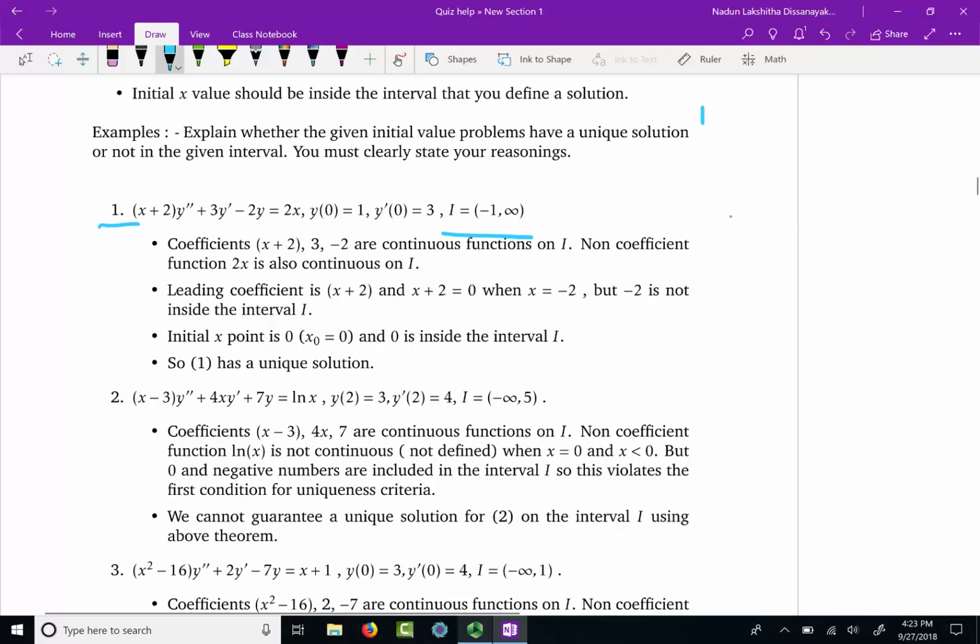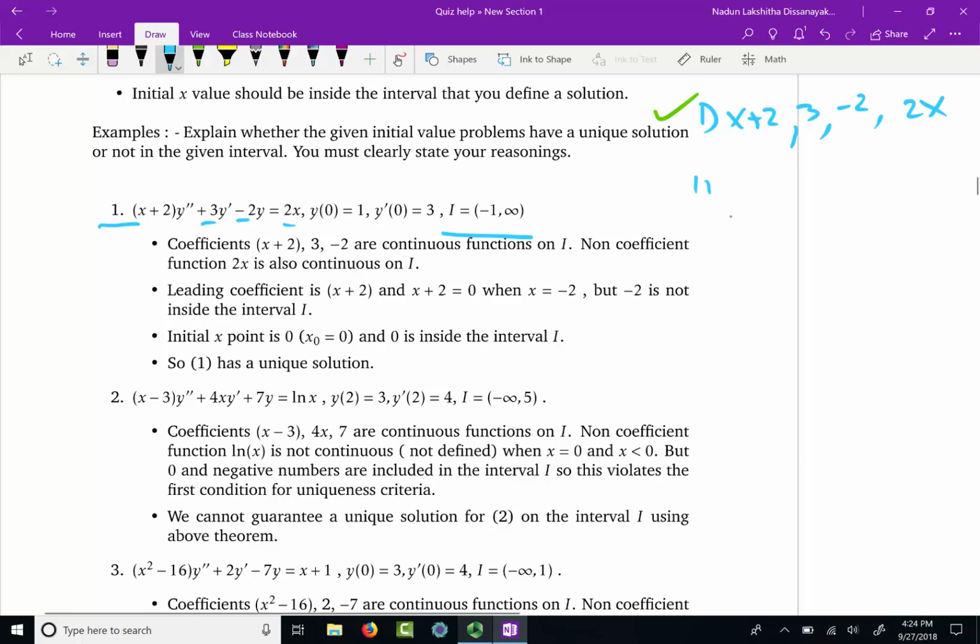So for first condition, let's make a list of all the coefficients. So the first coefficient is x plus 2, then we have 3, then we have -2, then we have 2x as the right hand side function. Now if you look at this, all these functions, they are continuous functions, right? They are just simple, nice functions. They are continuous everywhere, nothing mathematically undefined, right? So they are good. So they are continuous specifically on this interval. So first condition checked. Good.